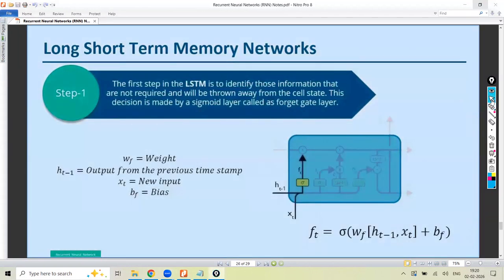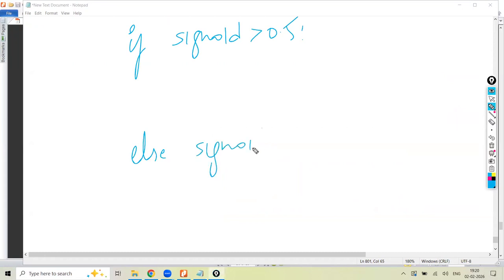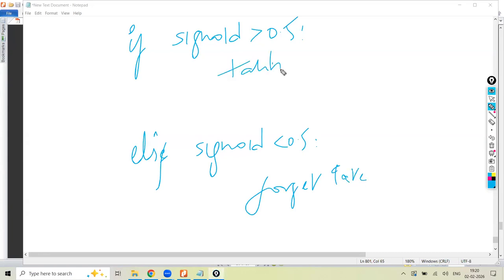So literally, in simple words, I'll write it like this. If the sigmoid value is greater than 0.5, proceed; elif the sigmoid value is less than 0.5, activate the forget gate. If the sigmoid is 0.5 or above, now you calculate the tanh. If the tanh is greater than 0, update the long-term memory. If the tanh is negative, update the short-term memory.